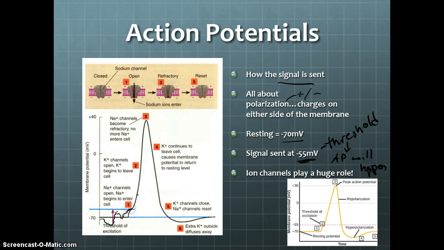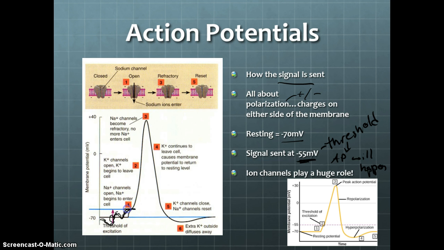Threshold is at negative 55 millivolts. If the difference in charge between the outside and the inside gets up to negative 55 millivolts, that's the magic point at which an action potential will be sent. It sets off a whole chain of changes that then travels down the axon and sends a signal ultimately to the axon terminal and the next cell. So let's see what happens once we hit threshold. We get inhibitory signals, we get excitatory signals, and eventually we get enough excitatory signals that we're up to threshold, negative 55 millivolts.